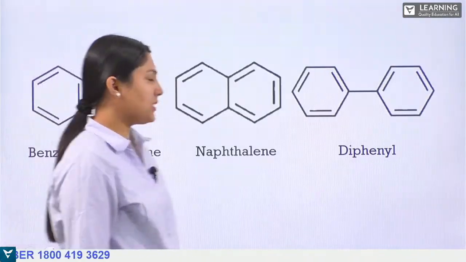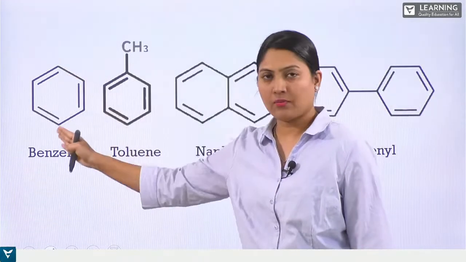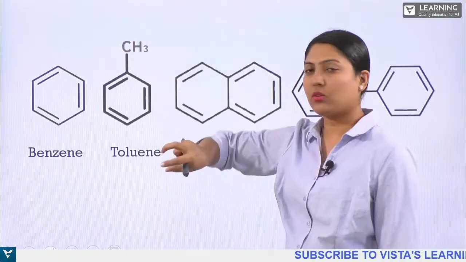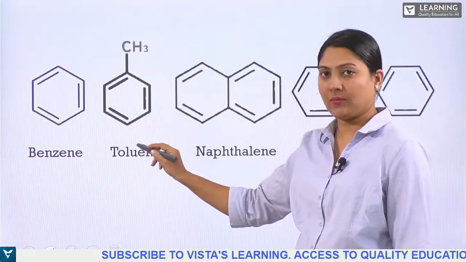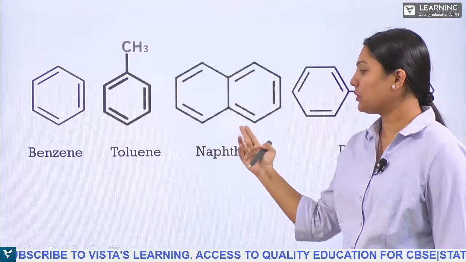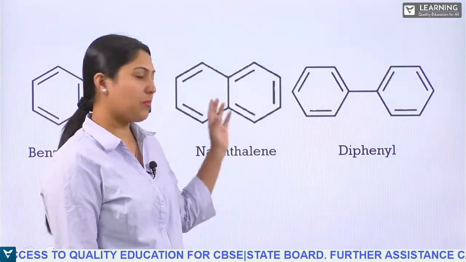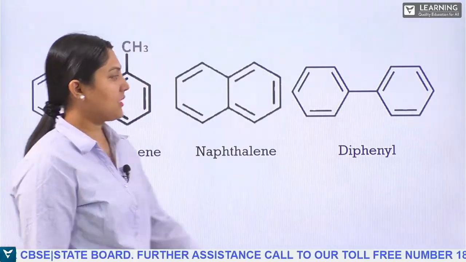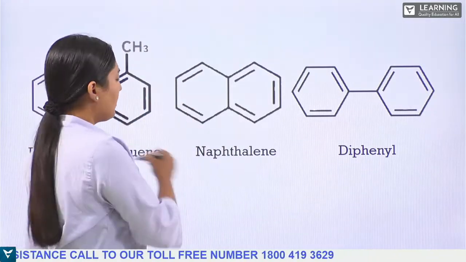Here we have some benzenoids. This is toluene: if you remove one hydrogen from the benzene ring and substitute it with a methyl group, we get toluene. And when two benzene rings are clubbed together, we get naphthalene. Do you remember where we see naphthalene? The naphthalene balls. We can speak about this later. This is called diphenyl.